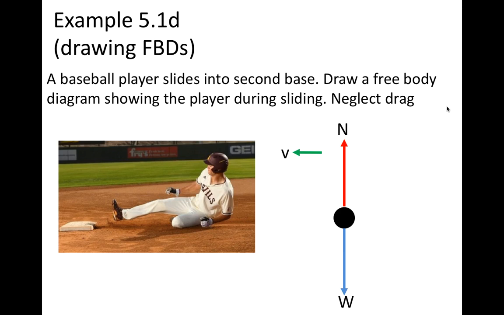And if the player is sliding to the left, that means there's going to be a friction force acting to the right because friction acts opposite the direction that the player is moving when we have kinetic friction. In this case, the type of friction is kinetic because the player is sliding along the ground.